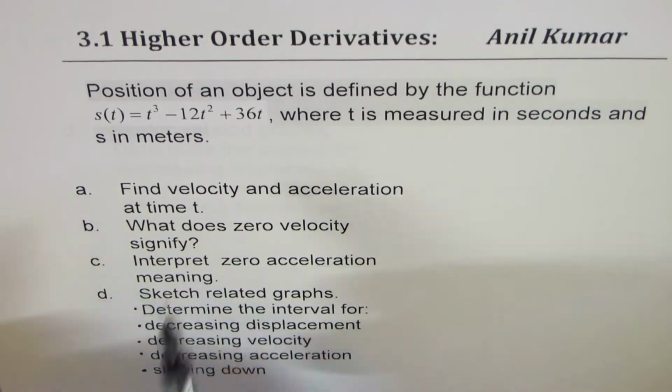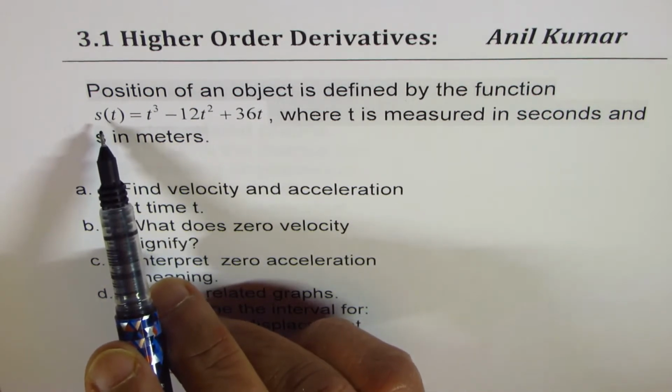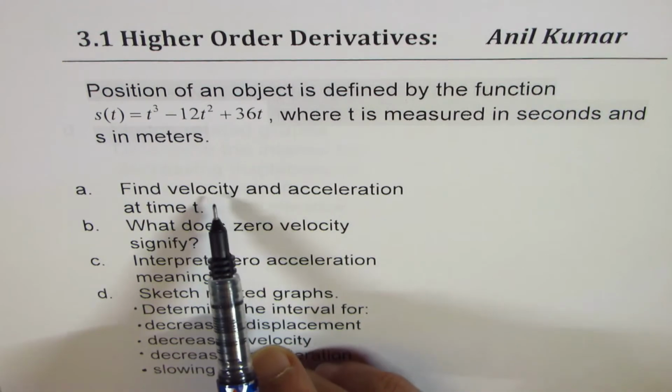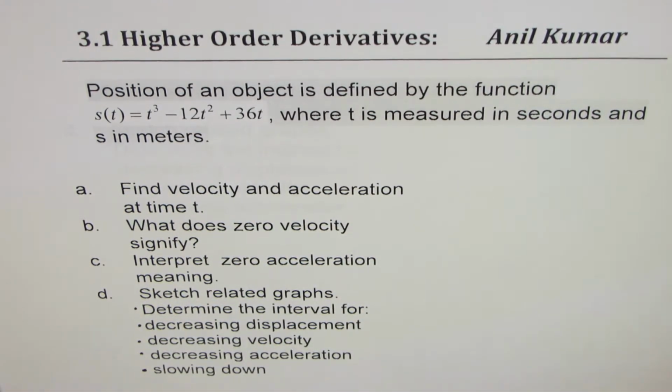To begin with, velocity is the derivative of displacement and acceleration is the derivative of velocity. So we have two orders of derivatives in this particular question. You can always pause the video, answer, and then look into my suggestions.